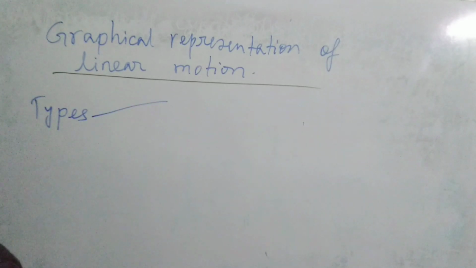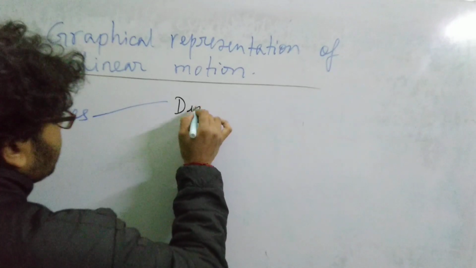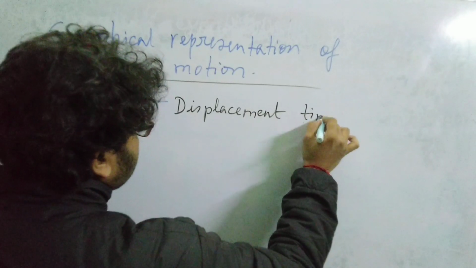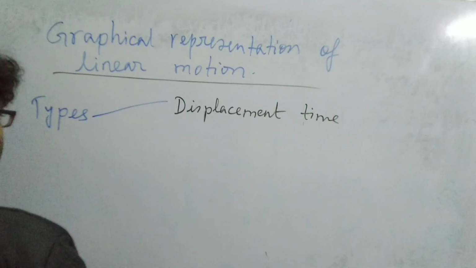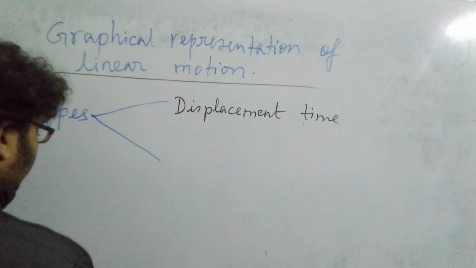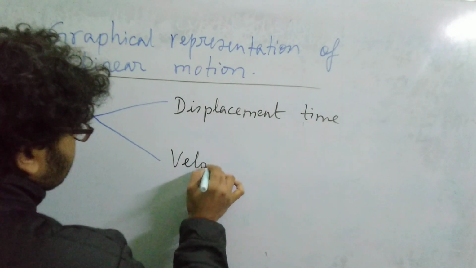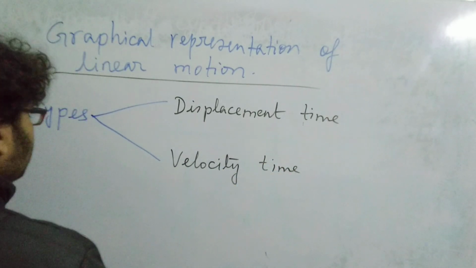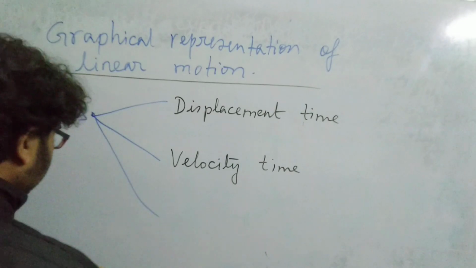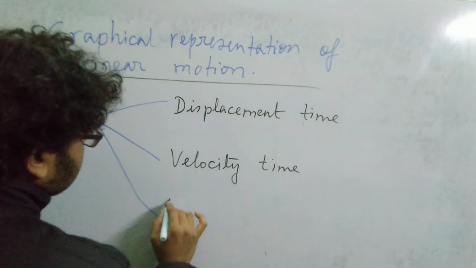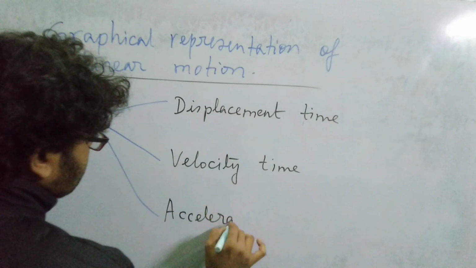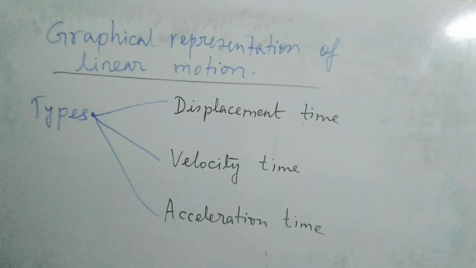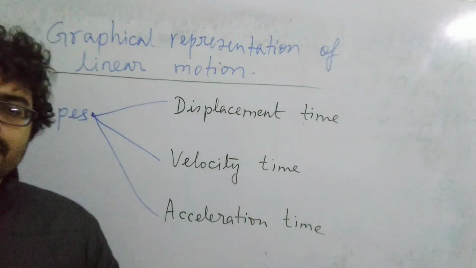First one is the displacement time graph. Second one is the velocity time graph. And third is the acceleration time graph. So these are the three kinds of graphs that we are going to discuss: displacement time graph, velocity time graph, and acceleration time graph.